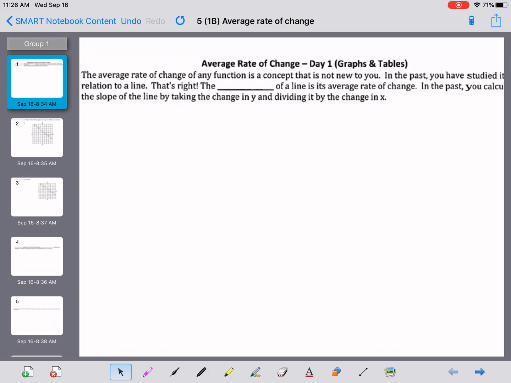The slope, and I'm really sorry I can't fit it in on that line right there, but the slope, let's try that again. That's going to go in that blank right there. The slope of a line is the average rate of change. In the past, you calculated the slope of the line by taking the change in y and dividing it by the change in x.